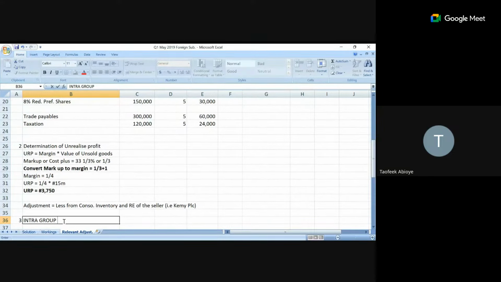Intra-group balances with cash in transit. Sometimes we have cash in transit, we have cheque in transit, then we have goods in transit. So this is cash in transit.